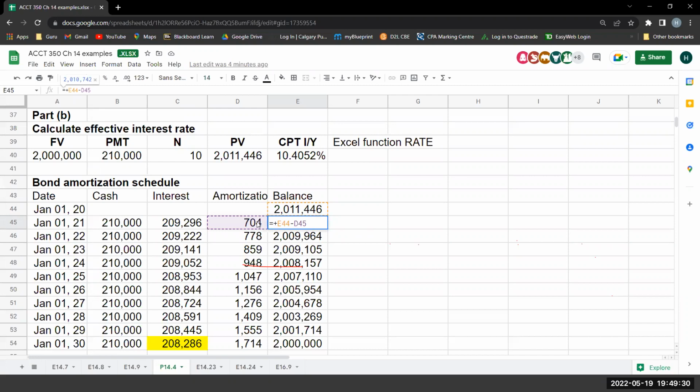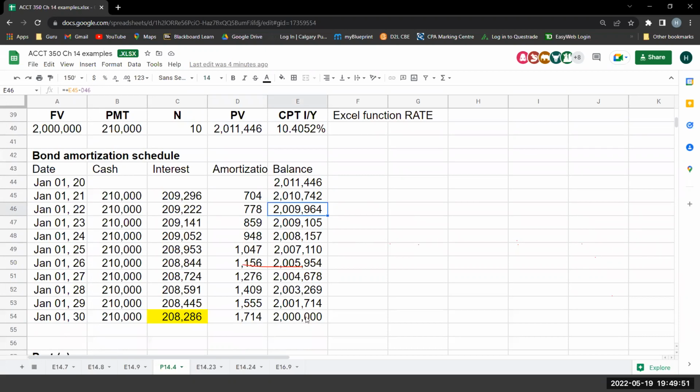2,011,446 minus 704, and you get 2,010,740. You do that again the next year, you'll find the interest amount is a little bit lower, the amortization number is a little bit bigger, the liability goes down a little bit more. Over the 10-year period, the liability will go down to $2 million.